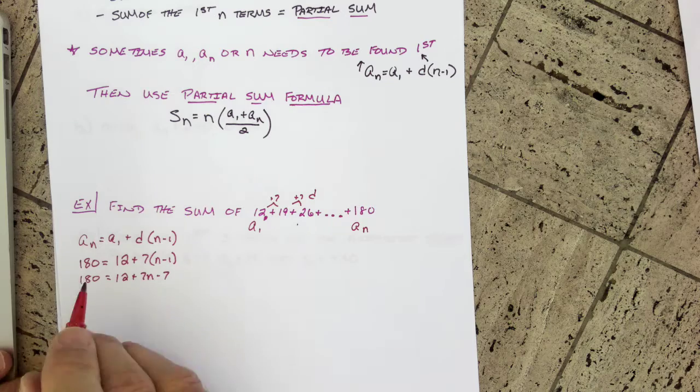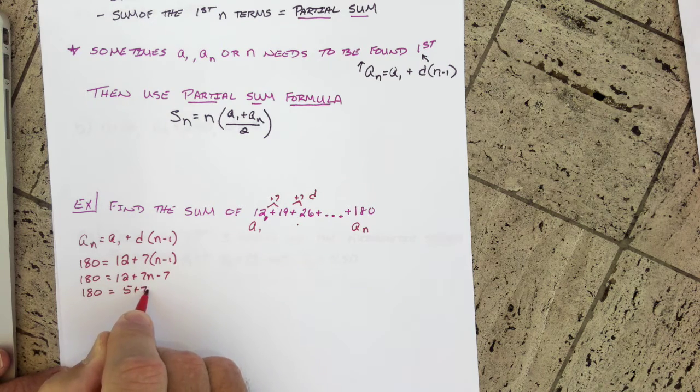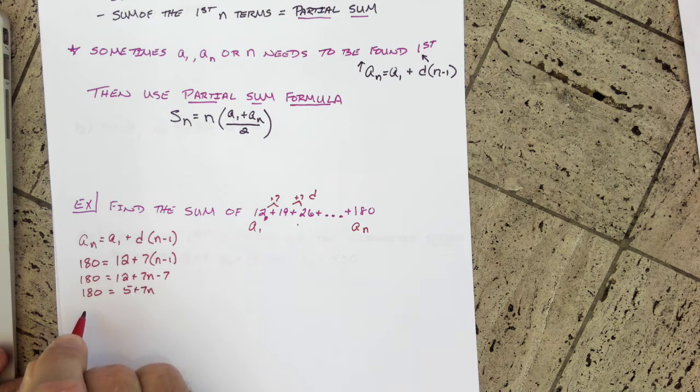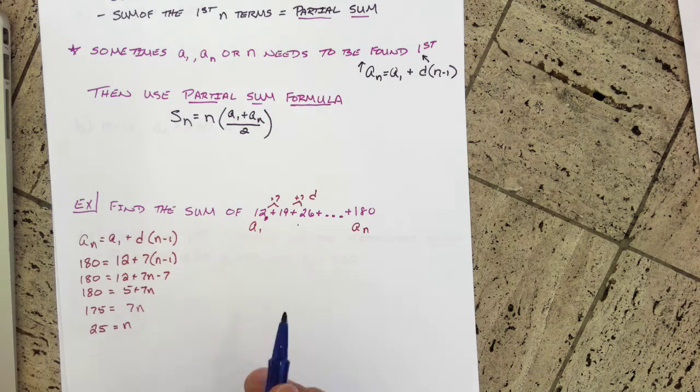Combine some like terms here. 180 equals 5 plus 7n, 175 equals 7n, finally, we get n equal to 25. That's not the sum, that's just what n is. So now we're going to plug this into our formula.